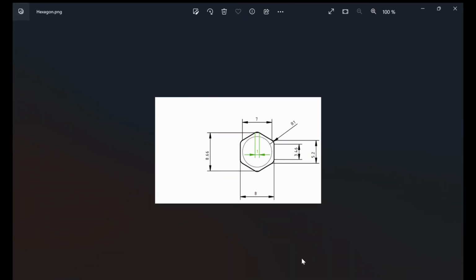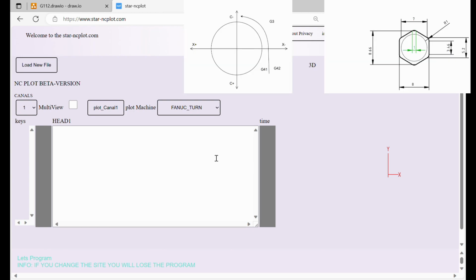Now let's program this hexagon from the inner side. That means we start here on the left side with G41. When I'm programming in G112, I always go to the website Star-Answerplot so I can see what I'm programming. So let's program. First, I reset everything. In my programs, I also reset the Z-axis, because when I restart in case of an error, it resets everything, also the G112.